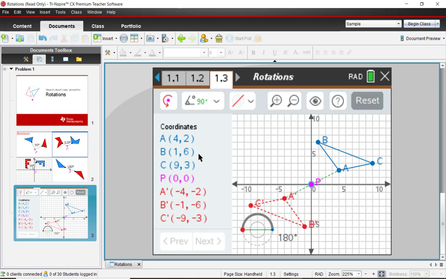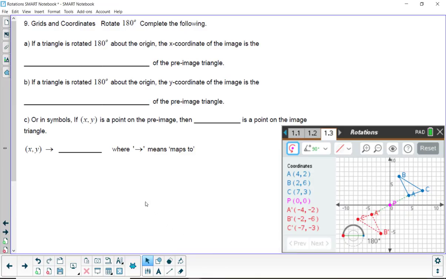All right, so you should have a conjecture. Let's go to the PDF and put in our answers. This is number 9, so please answer those questions. Press pause as needed.